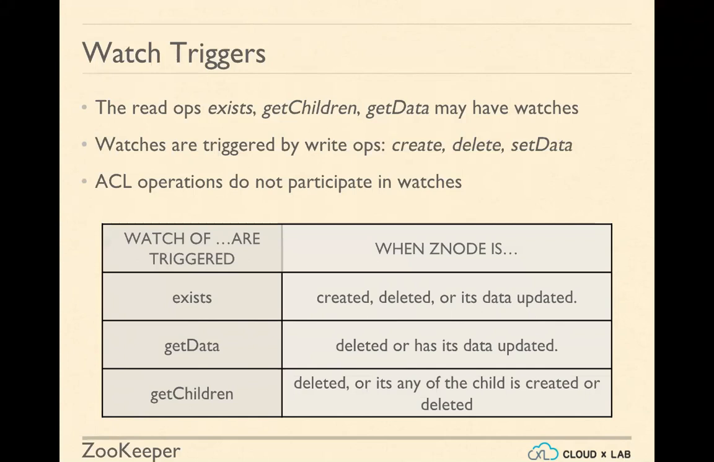Similarly, there is a function called getChildren, the ls command. For getChildren, whenever a child is deleted or created, or anything happens to the Z node, you get a trigger.